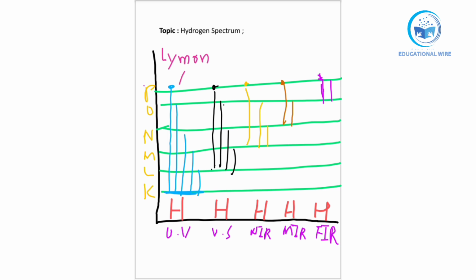First series is called Lyman series. Talking about the second series, visible, right? This series is called Balmer series. After that, move to the third one. Third one is called Paschen series. After that, move to next. Mid infrared is called Brackett series.